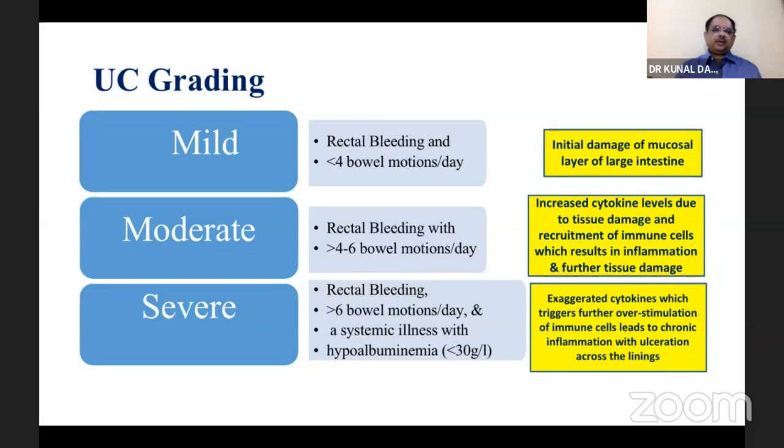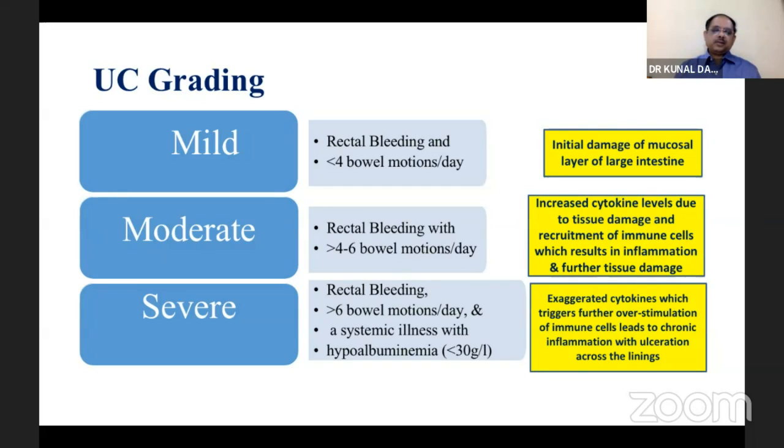Second is moderate grade, in which rectal bleeding is there and the frequency of motions is 4 to 6 per day. Here, there may be increased cytokine levels due to tissue damage and recruitment of inflammatory or immune cells, which results in inflammation and further tissue damage.